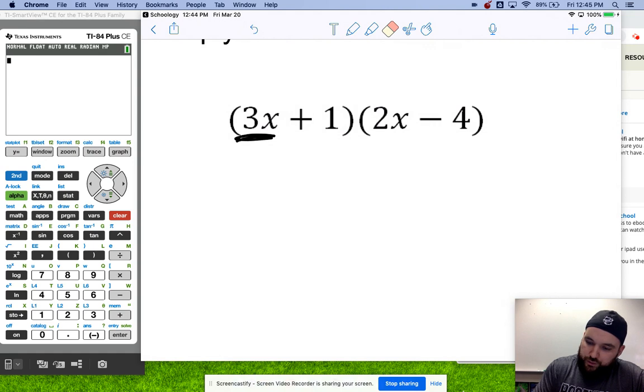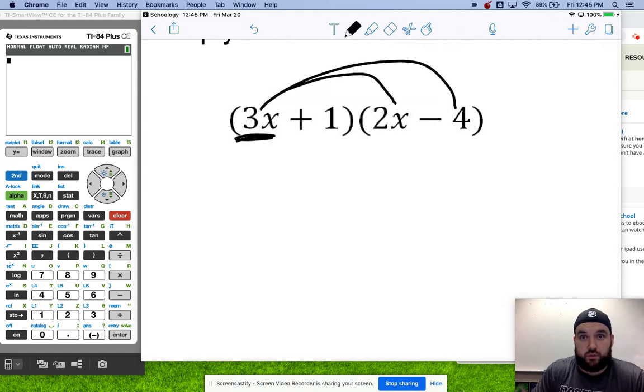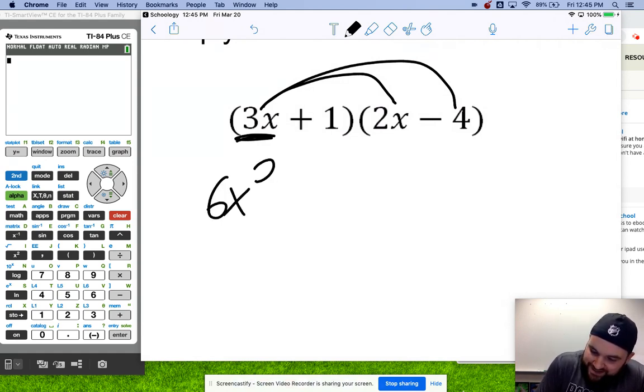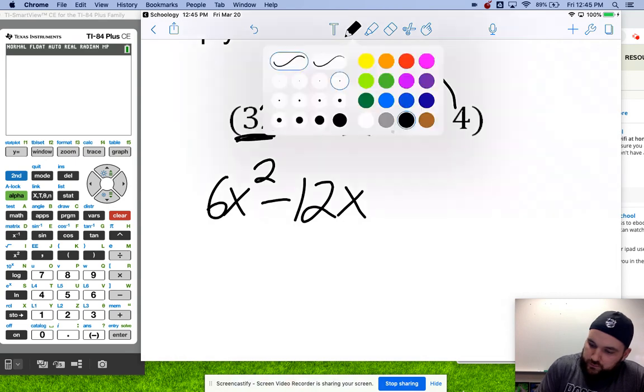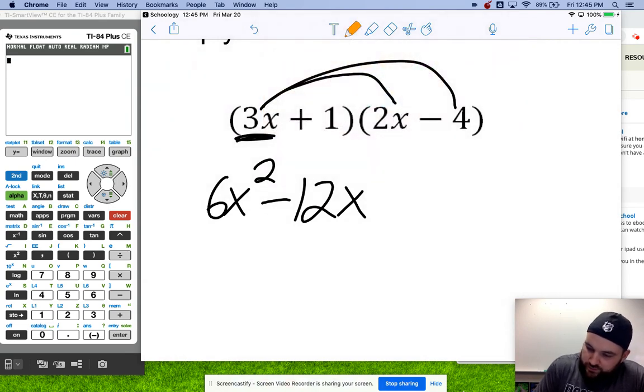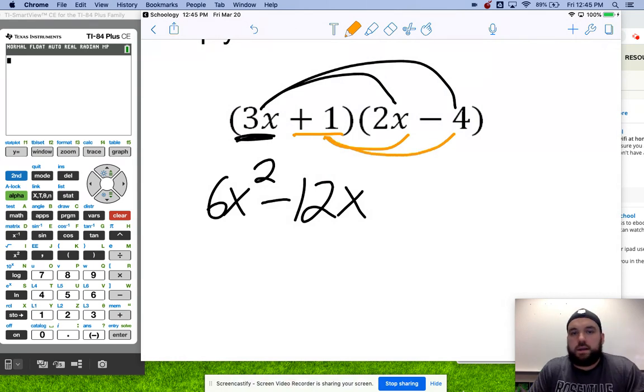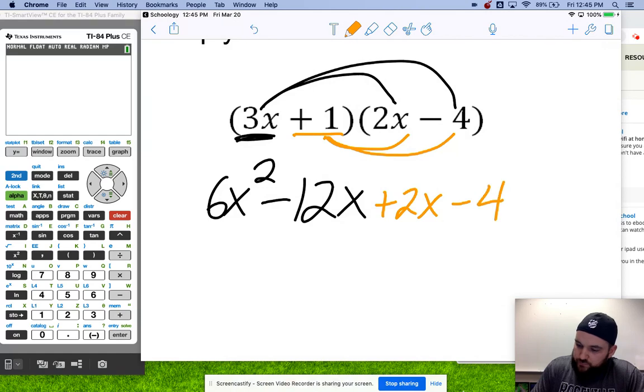Okay, so I'm going to start with 3x, and I'm going to distribute that to both of those terms on the other side. If I do that, 3x times 2x will give me 6x to the second. 3x times negative 4, well, 3 times negative 4 is minus 12, and then I have an x there. Okay. Now I'm going to switch colors because I'm going to distribute again, but I'm going to go ahead and distribute a 1. Now, what's kind of nice about distributing the number 1 is anytime you multiply something by 1, it stays the same. So I'll have just 2x and minus 4.